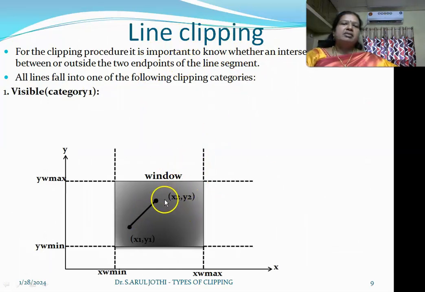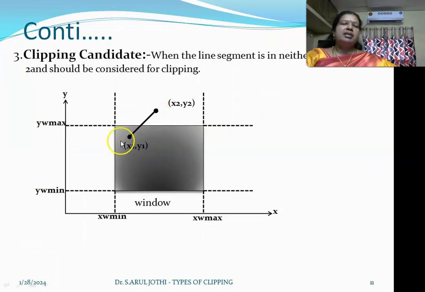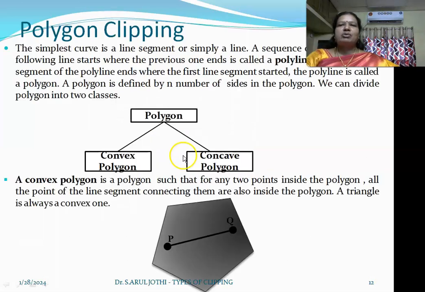Already we have discussed the line within the boundary and outside the boundary. Next, partially inside: one point lies inside and the other point lies outside. And next one is polygon clipping. So we have seen point clipping, then line clipping, and now we are going to see polygon clipping.